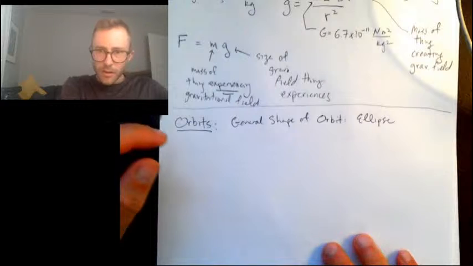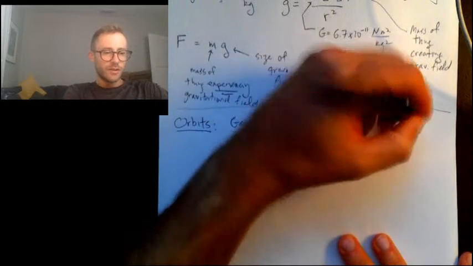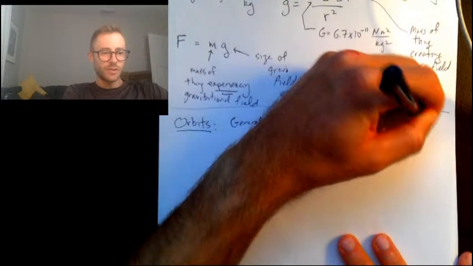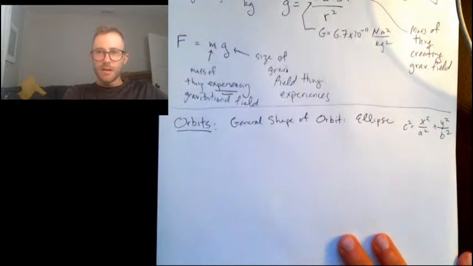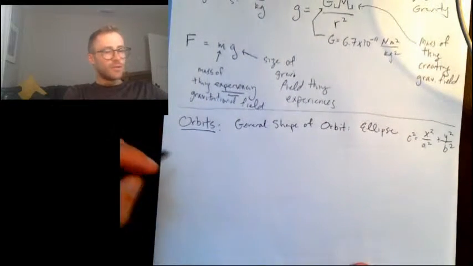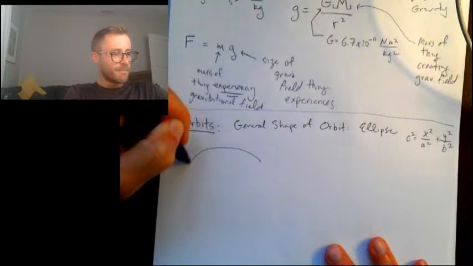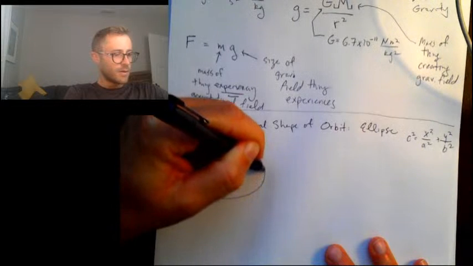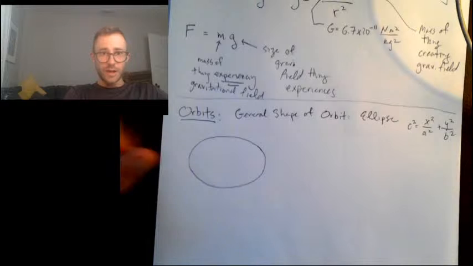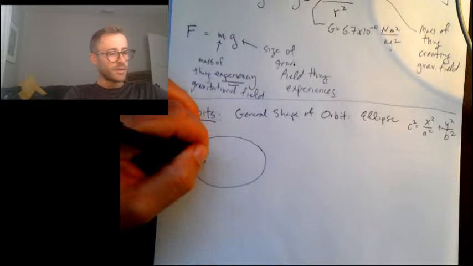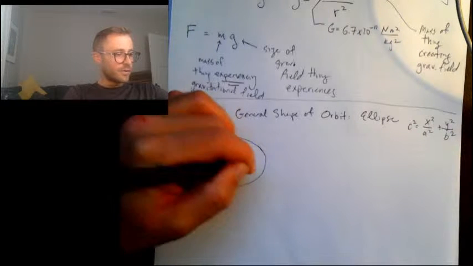Okay. So you might have heard about an ellipse in your math class. The equation of an ellipse is like 1 equals x squared over a squared plus y squared over b squared. So that's the general shape. An ellipse is basically an oval. It looks something like this. And one of the things an ellipse has is two what are called foci or focuses. So there's two foci.